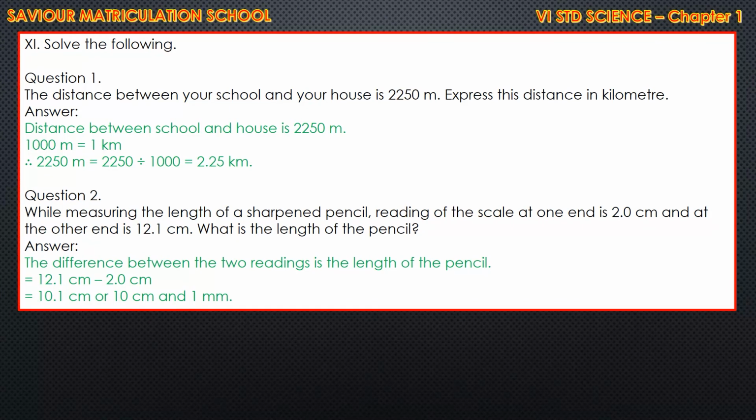What answer will you get when you divide? 2.25 kilometer. Okay, children. The next question is, while measuring the length of a sharpened pencil, the reading on the scale at one end is 2 centimeters and at the other end is 12.1 centimeter. What will be the length of the pencil? The difference between the two readings is the length of the pencil. That is 12.1 centimeter minus 2 centimeter, which is 10.1 centimeter, or 10 centimeter and 1 millimeter.